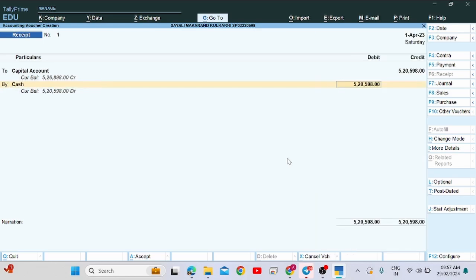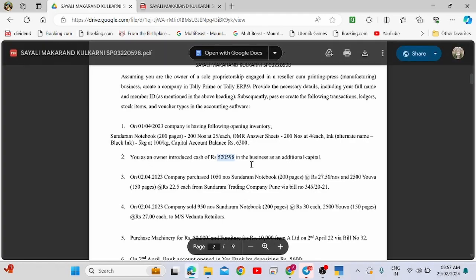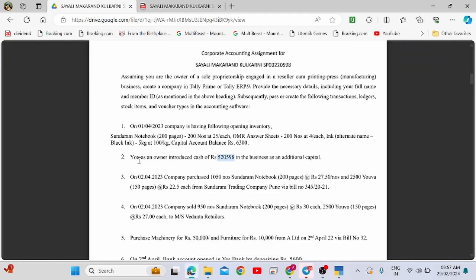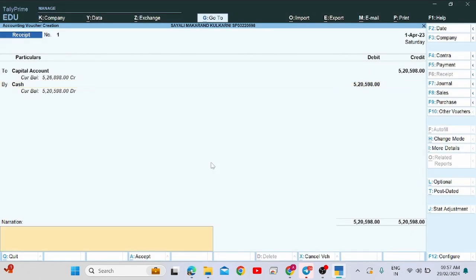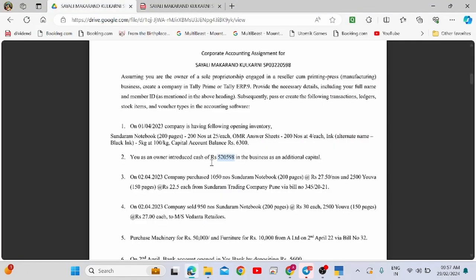Therefore cash account debit, say cash account debit. And then on which date? On the same day, correct? As an owner you have introduced, that means on 1/4 only. No need to change the date, no need to write the narration. If you want you can write, being additional capital introduced by owner, and then finally accept it. Now the next entry, third question.